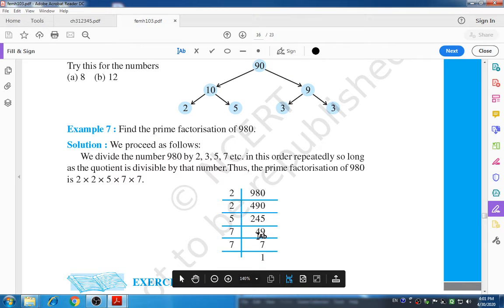And again this 49 can be factorized or divided by 7. 7 sevens are 49, and this 7 can be divided by 7 because every number can be divided by itself. When we write the dividing numbers, all these numbers are prime. So in this way we can find the prime factorization of a given number.